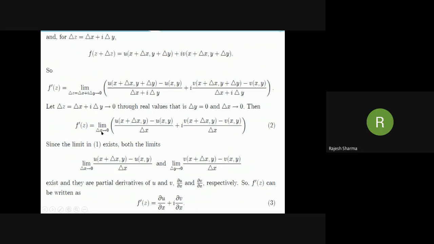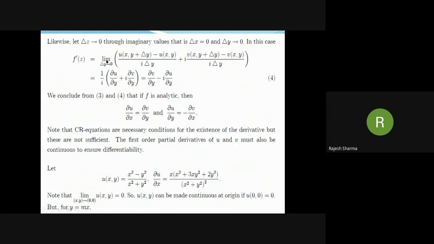In this case, put delta y is equal to 0. We have f dash z is equal to limit delta x goes to 0 of u of x plus delta x, y minus u of x, y over delta x plus iota v of x plus delta x, y minus v of x, y over delta x. Now since the limit in 1 exists, therefore both the limits in real part and imaginary part exist. And what are they? They are the partial derivatives of u and v with respect to x. So f dash z is equal to ∂u/∂x plus iota ∂v/∂x. We have used this relation to evaluate derivatives of exponential z and log z in the previous video.